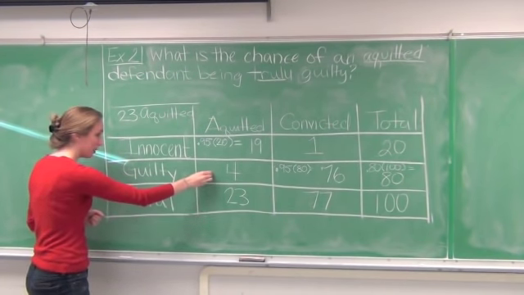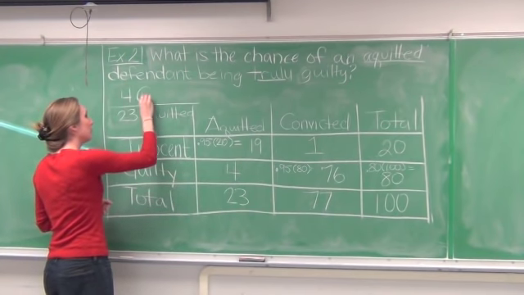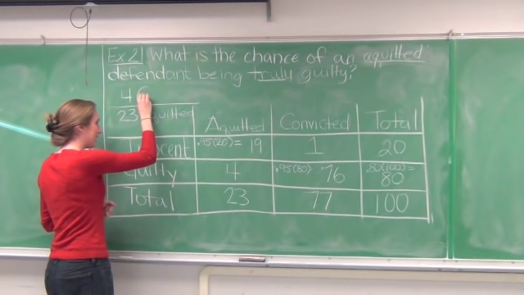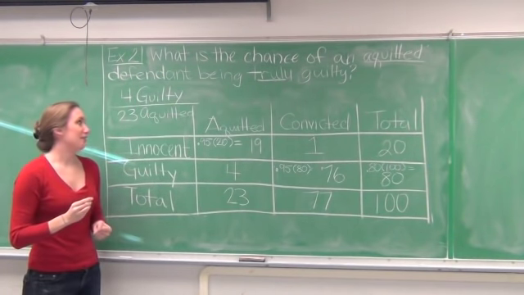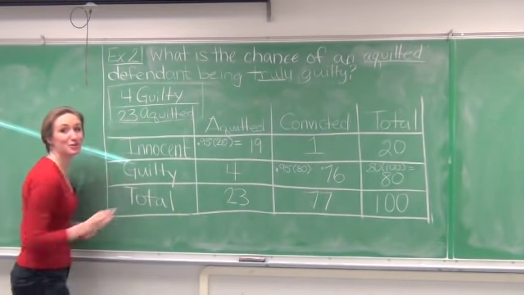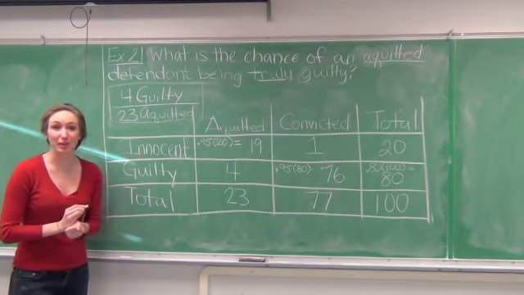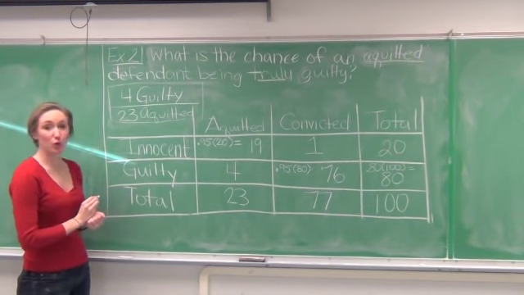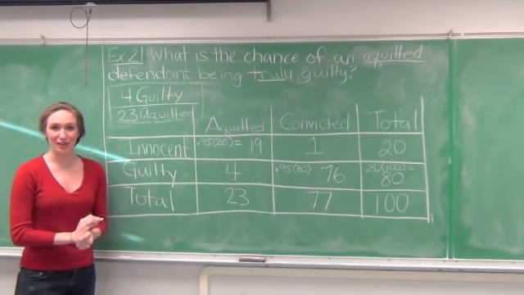So then we go up to these 4 that were truly guilty. So we would say out of the 23 acquitted, there were 4 truly guilty defendants. So 4 out of 23, which is much higher than our first one. You have a much greater probability of being acquitted of a crime that you did do, rather than being convicted of a crime that you did not do.